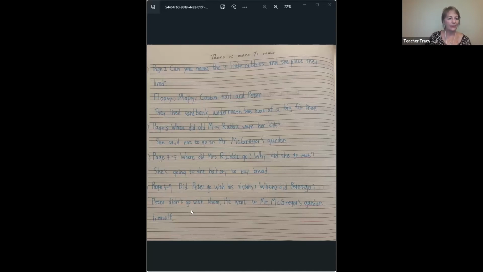Okay, so Lucy's homework here, I love how she has such beautiful printing here. This is really, really nice printing. So on pages 6 to 9, did Peter go with his sisters when he was running away? And where did Peter go? Lucy said Peter didn't go with them, and he went to Mr. McGregor's garden himself.